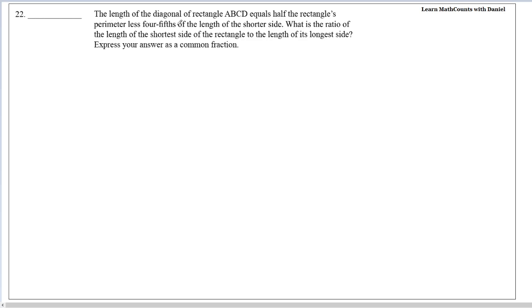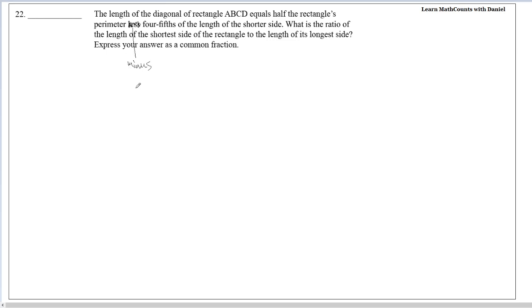The length of the diagonal of rectangle ABCD equals half the rectangle's perimeter less 4/5 of the length of the shorter side. What is the ratio of the length of the shortest side of the rectangle to the length of its longest side? Express your answer as a common fraction. In case you're wondering, yes, pretty sure this is a typo, should be minus. Or maybe it's just weird grammar, I don't know. So anyway, let's work through the question.